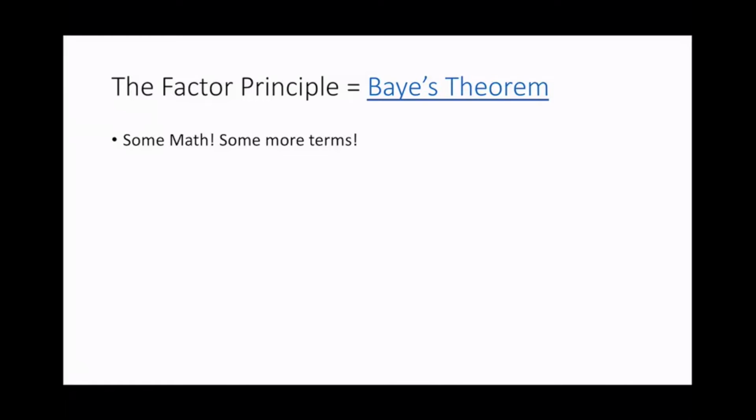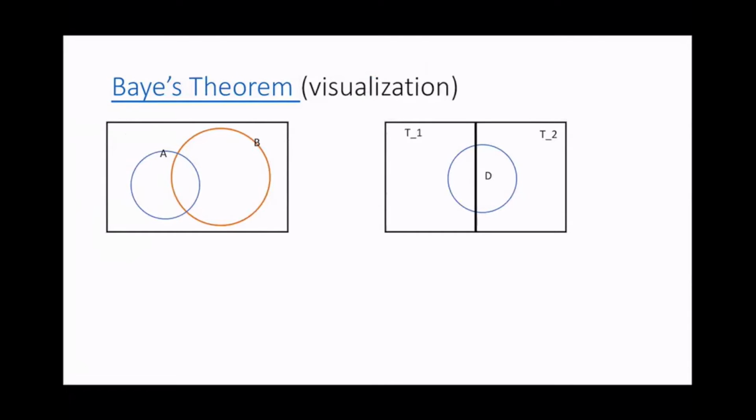Okay, so this is a generalized version of Bayes' theorem. First of all, we're going to talk about Bayes' theorem through some visualizations. The rectangle here is the sample space, and in our sample space there are two events, event A and event B, represented as two circles. The blue circle represents event A, and the orange circle represents event B. This intersection here is denoted by A intersect B.